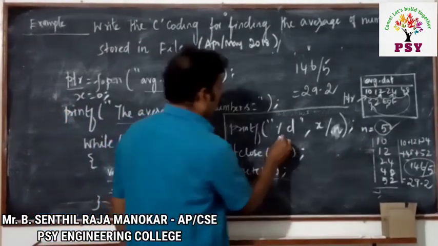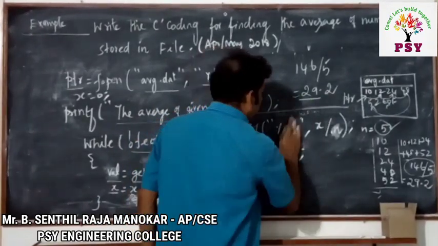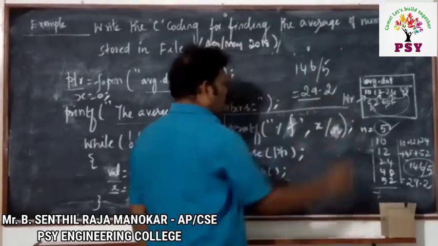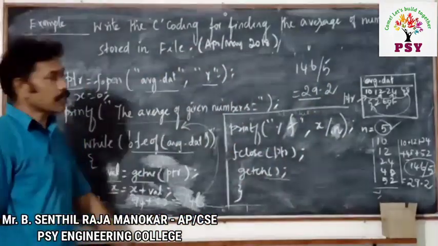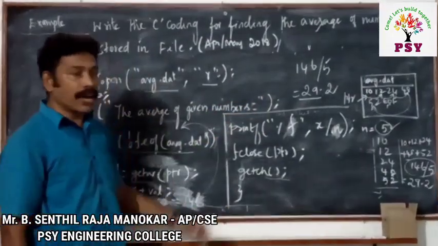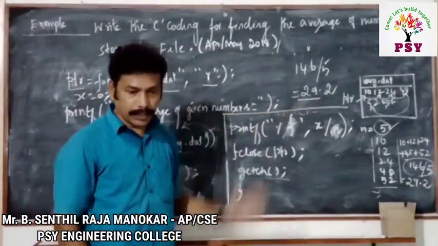So if I write here percentage d, at that time only 29 is going to be printed. And if you write here percentage f, then automatically 29.2 is going to be printed. That is also going to be the right approach. So that is the answer which we are getting from the file to calculate the average. That's all. Thank you.